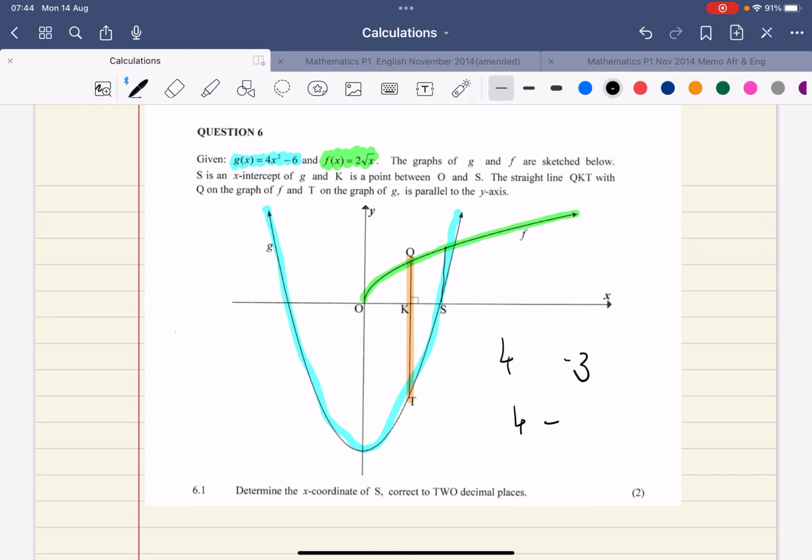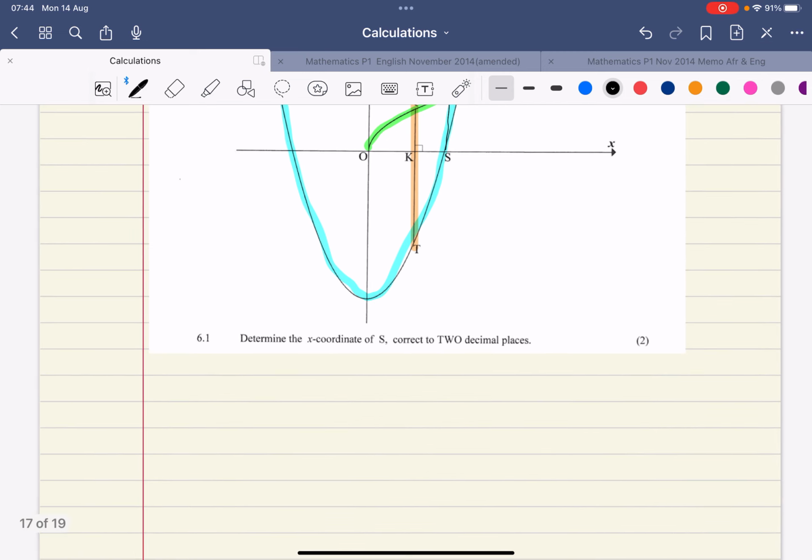Now I have highlighted our two graphs here in blue, g of x, and green, f of x. I've also shown the straight line QKT. I suggest we do this before we start the problem because graphs can always be overwhelming when there's lots going on, so I really highly recommend to make sense of what you have.